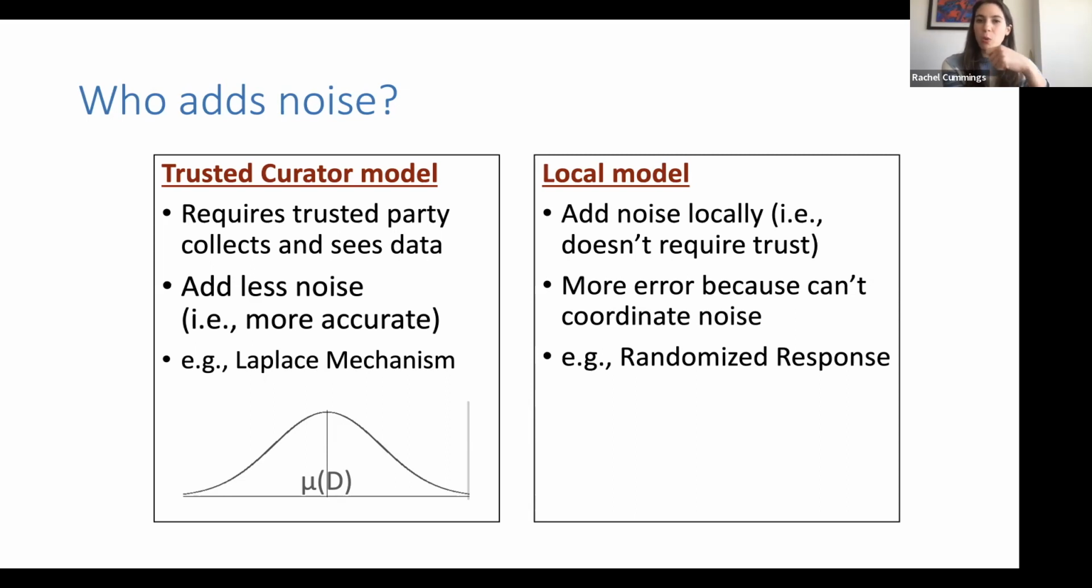We're going to add noise to our own data before we hand it over. And so there are some pros and cons of these models. In the local model, you also get privacy from the analyst, and so that's nice, but you're also adding much more error because you have to add noise independently for each person, whereas in the trusted curator model, you can coordinate the noise, and that's going to lead to much more accuracy.